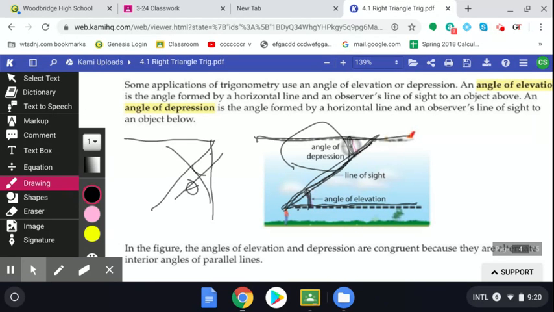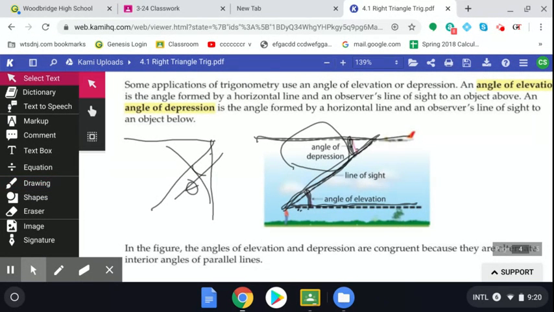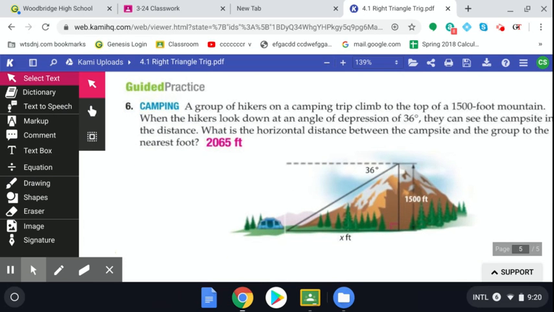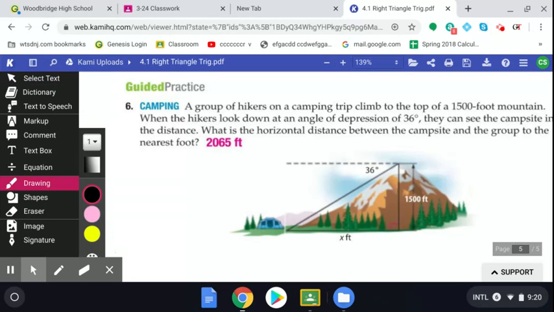In the end, these two are going to be the same measure because they're alternating triangles, okay? So, example 6 says camping. A group of hikers on a camping trip climb to the top of a 1,500-foot mountain. When the hikers look down at an angle of depression of 36 degrees, they can see the campsite in the distance. What is the horizontal distance between the campsite and the group to the nearest foot?